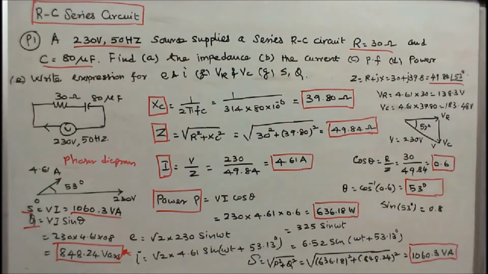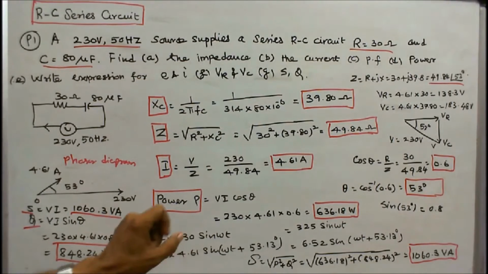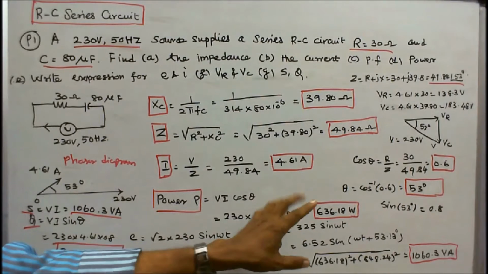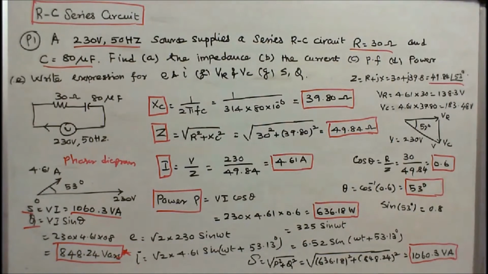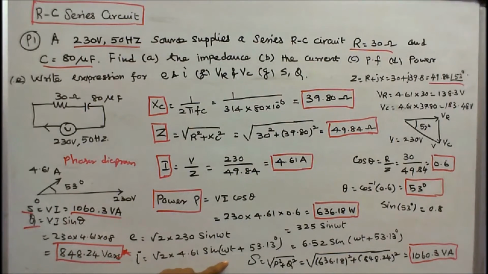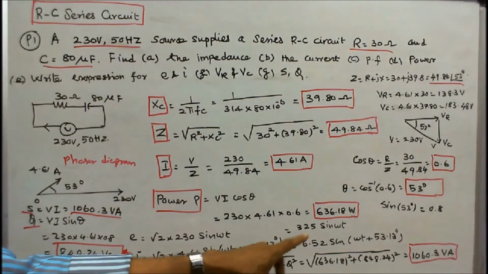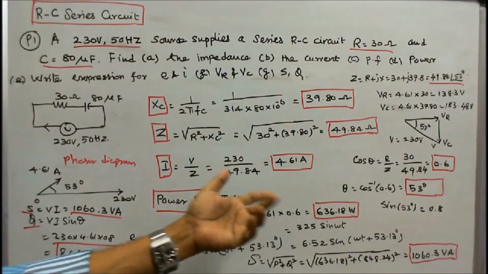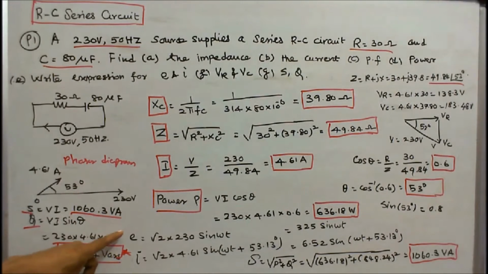The next is instantaneous voltage. E is equal to maximum voltage, root 2 into 230 into sin omega t, that is equal to 325 sin omega t. Then i is equal to root 2 into 4.61 into sin omega t plus 53.13 degrees, that is equal to 6.52 sin omega t plus 53.13 degrees. This is the expression for instantaneous voltage and instantaneous current.